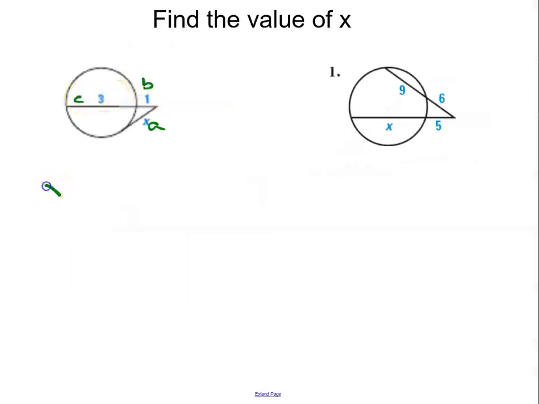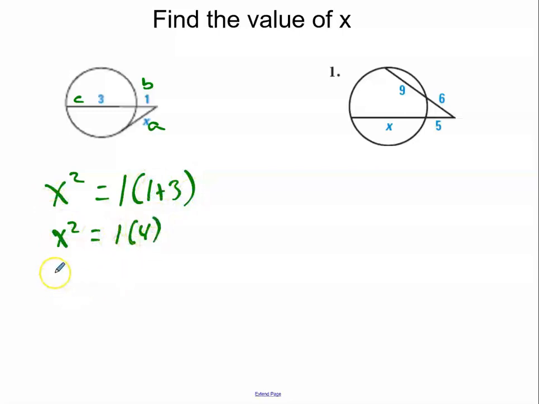And then it just goes A squared, which is x squared, equals B times B plus C. And so that gives you x squared equals 1 times 4. 1 times 4 is just 4. So if x squared is 4, you have to ask yourself what squared gives you 4, and the answer to that is 2. You can also take the square root, because when you square root, that's going to cancel that out, and you just get 2.